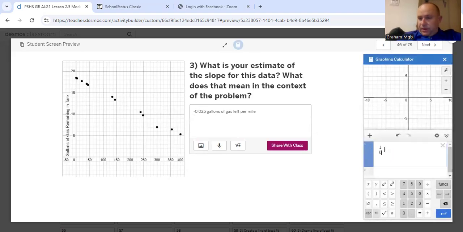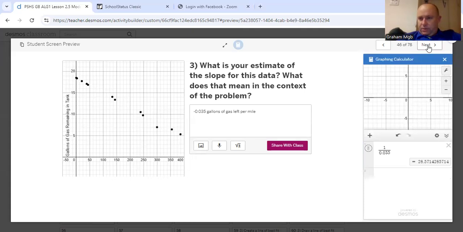Now, there is a way of actually figuring out what the miles per gallon is based on this one. If I was to divide 1 by 0.035, that's just how much it's going down by. The negative shows you it's going down. I just want to know how much it's going down by. You can actually see it's about 29 miles per gallon, if you were to round up. So that's what the slope would tell you for this question.